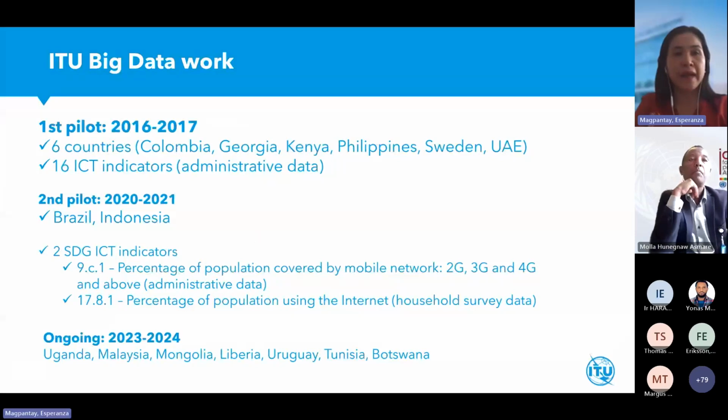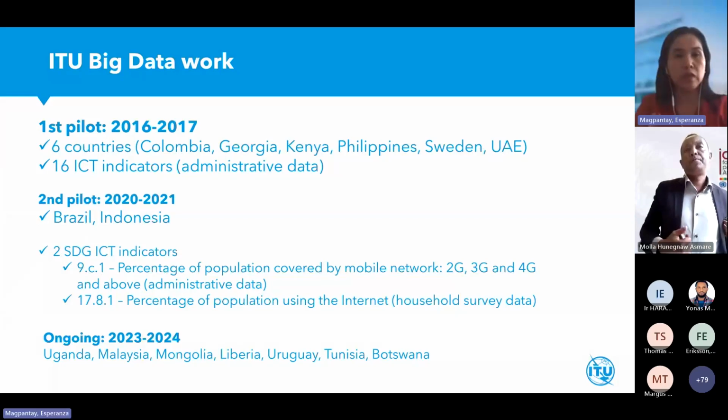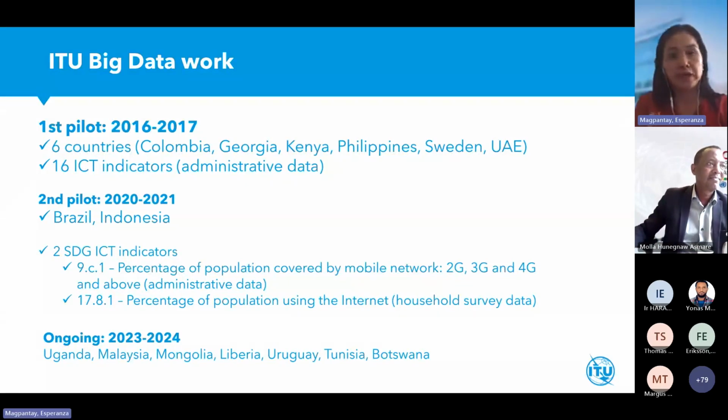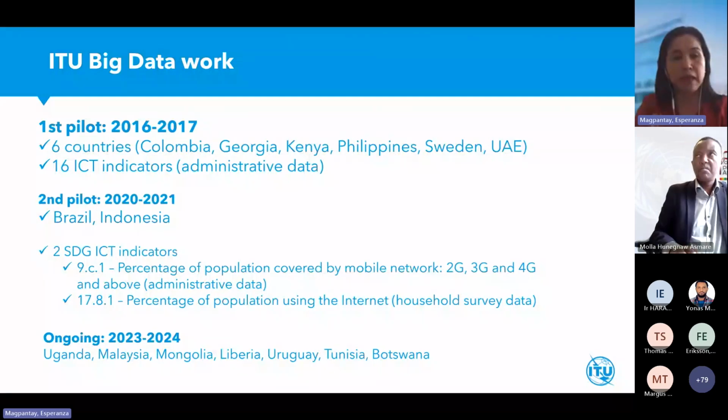But specifically, the first pilot that was mentioned by Margus, we look at 6 countries, each country representing every region of the ITU. And then most recently, between 2020 and 2021, we worked with Brazil and Indonesia, 2 of the biggest countries with regards to population, to see whether mobile phone big data could be used to calculate these 2 SDG indicators that I mentioned. So specifically, Brazil calculated percentage of population using the internet, as well as in Indonesia, the proportion of the population covered by mobile signal. We also have some ongoing discussions, either directly with us, such as Malaysia, Liberia, and Uganda. We also have discussions that involves other stakeholders and partners, such as in Mongolia, in Uruguay, and of course in Tunisia and Botswana, which are being led by Positium and the UN Statistics Division.